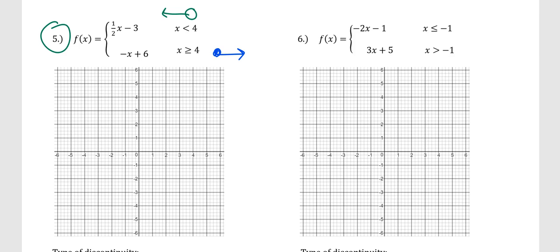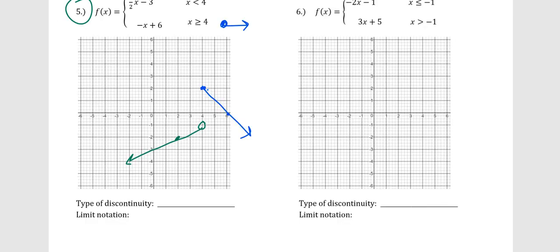And while you're doing that, so yes, we have a point of discontinuity at x equals 4. What kind of discontinuity? Remember we had 3 different types? What would you call that one?